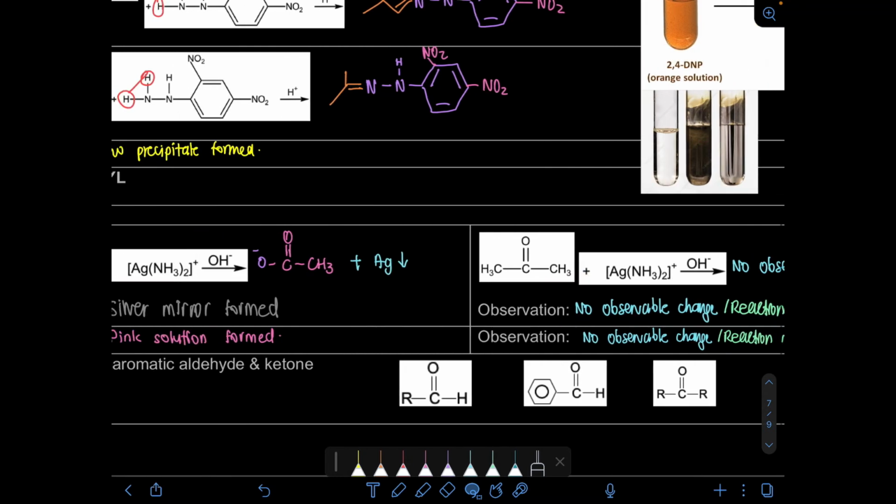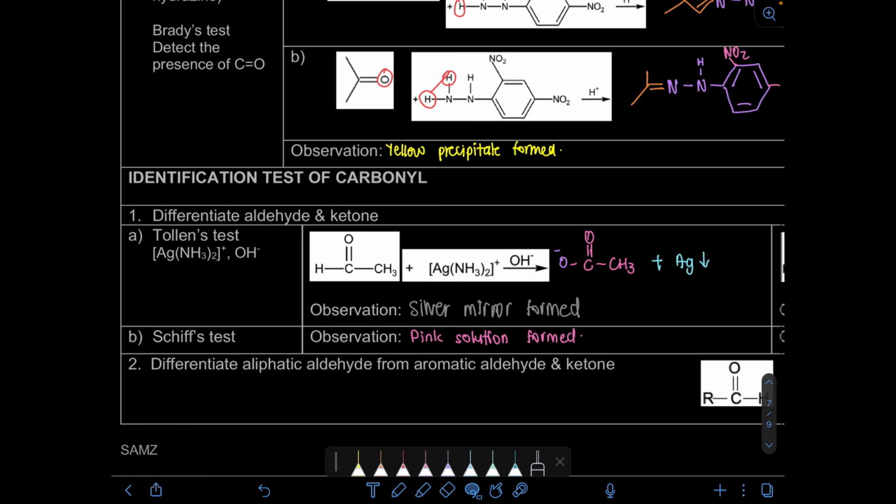So now let's look for the test that can help us to differentiate aliphatic aldehyde from aromatic aldehyde and ketone. So what is meant by aliphatic aldehyde? Maknanya yang kita punya straight chain tu lah. Senang kita buat yang straight chain tu. Aldehyde kita attached to straight chain.